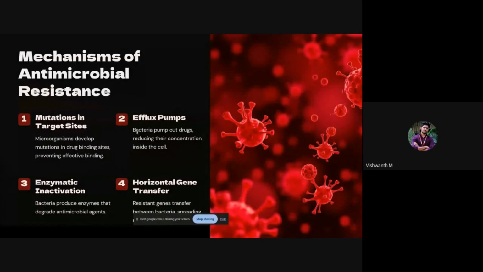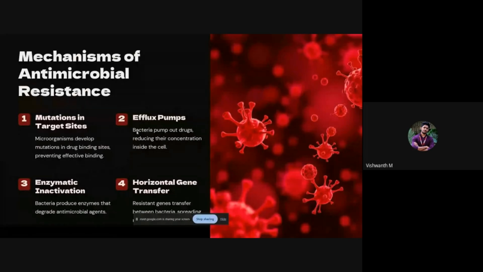So the final one is horizontal gene transfer. It is sharing the tricks. As I discussed before, they are tricksters. They use tricks to evade the antibiotics. So what happens is the microorganisms can teach other microorganisms to resist antibiotics by passing on their resistant genes.